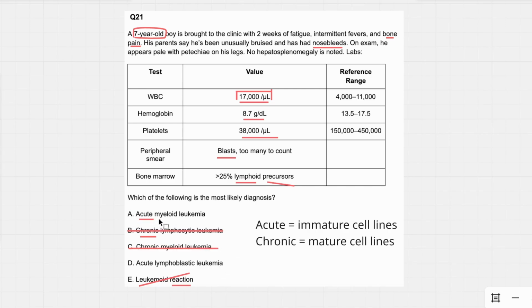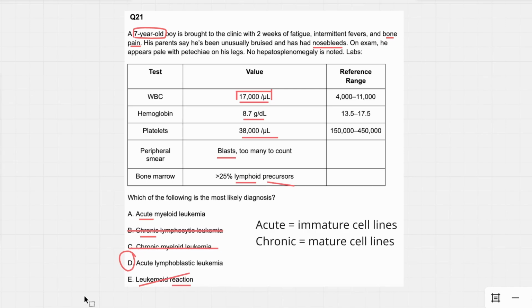Next up, are we talking about myeloid leukemia or a lymphoblastic leukemia? Well, they both could cause blasts, but they would be called myeloblasts in that case. So this was left a little vague. However, the hint is in the bone marrow. It's lymphoid precursor, another name for lymphoblasts. So the correct answer is D.